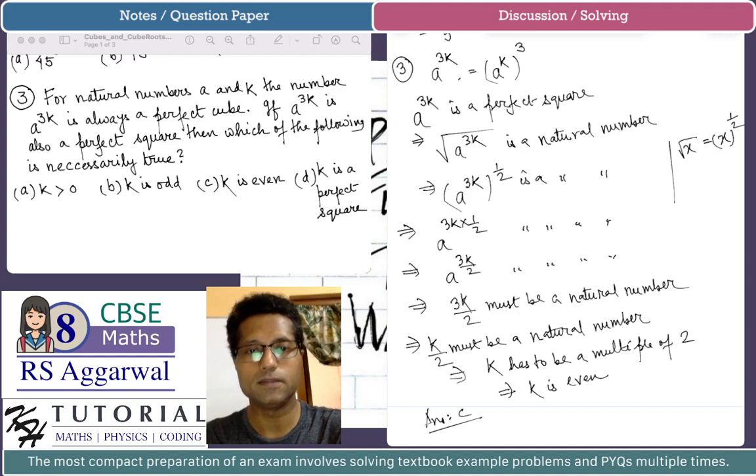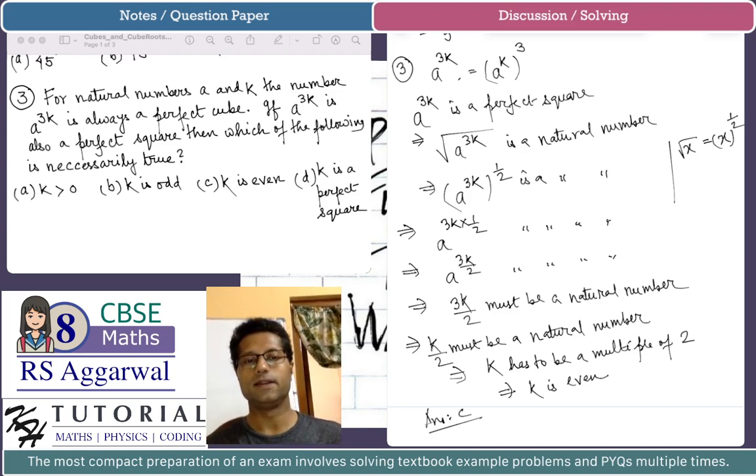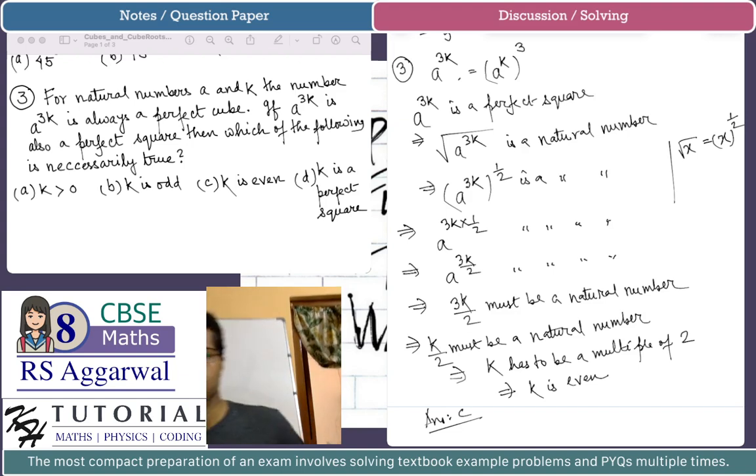It is asked which of the following is necessarily true. Now, for the other choices, k greater than 0: any value of k greater than 0 will not make k by 2 a natural number. If we consider k as 3, which is greater than 0, then 3 by 2 will not be a natural number. So k by 2 will only be a natural number when k is a multiple of 2, and k is a multiple of 2 means k is an even number.